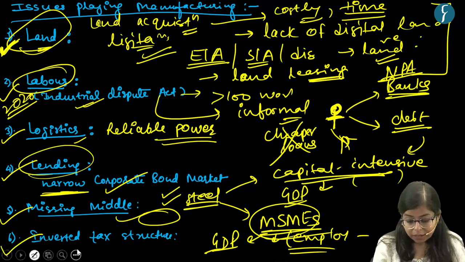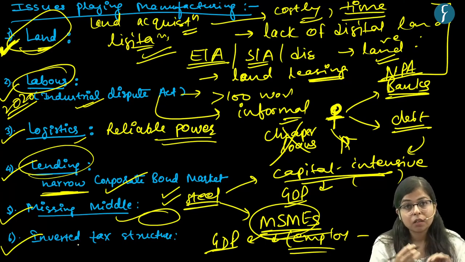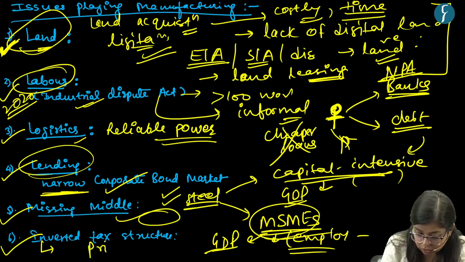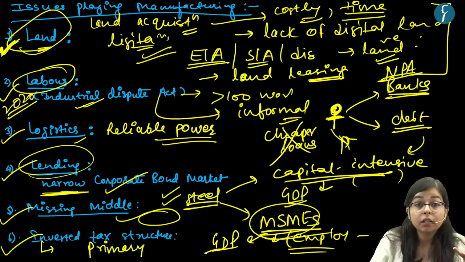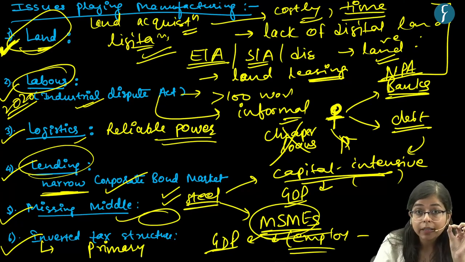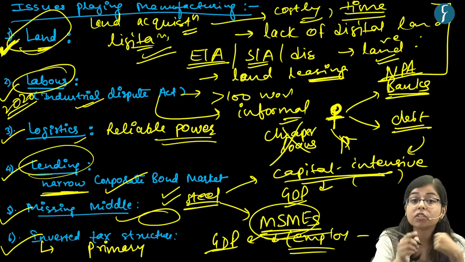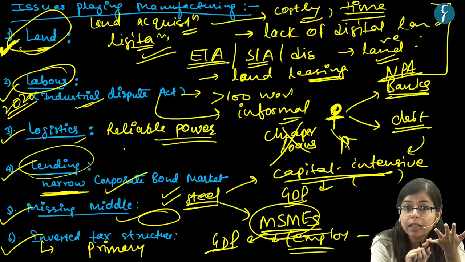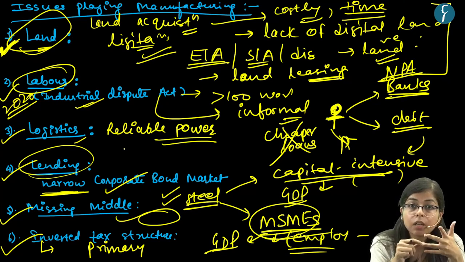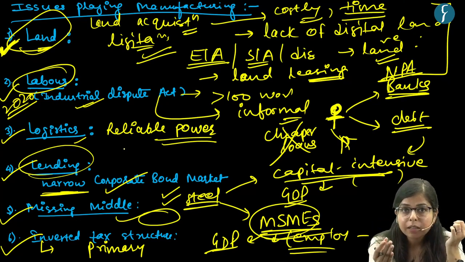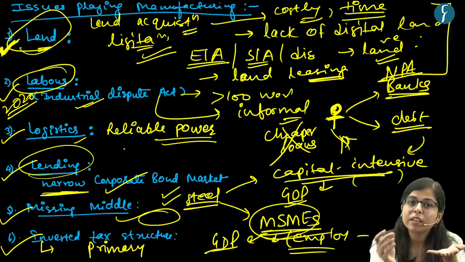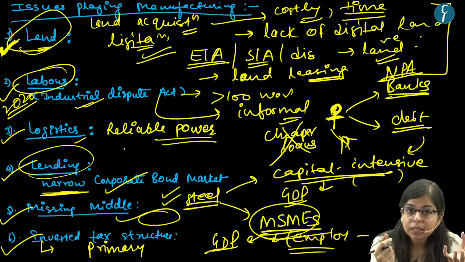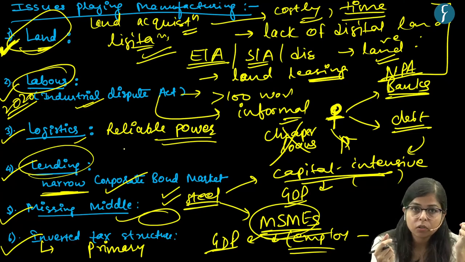Now, the other thing is the inverted tax structure in the country. The tax structure in the country is like, there is more tax on primary goods or raw material as compared to finished goods, okay? And because of which, what happens is that importing finished products is more lucrative as compared to setting up domestic industries for production of goods.